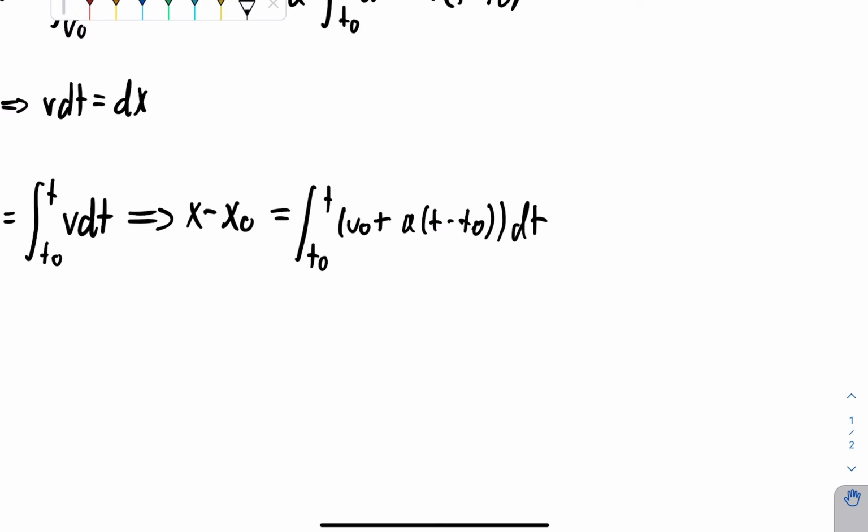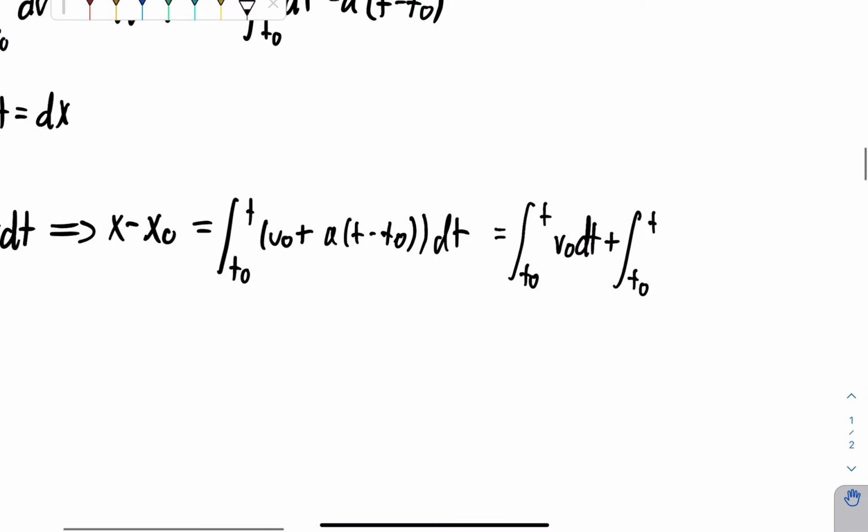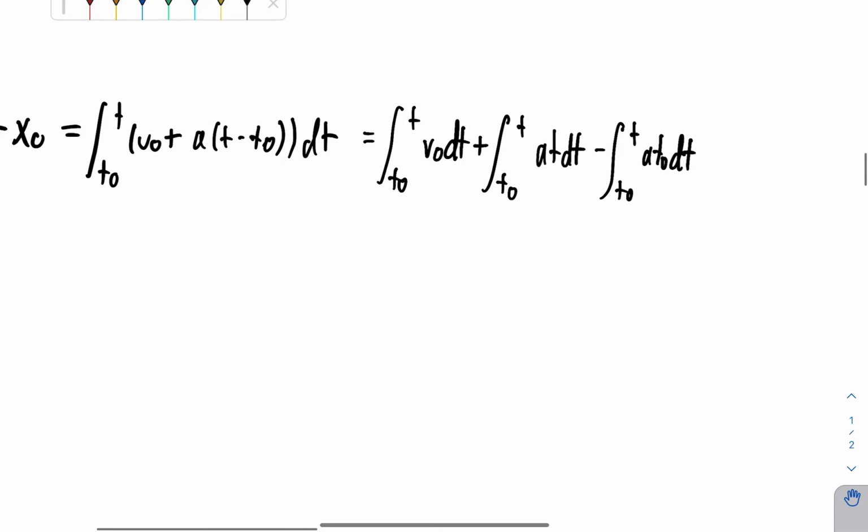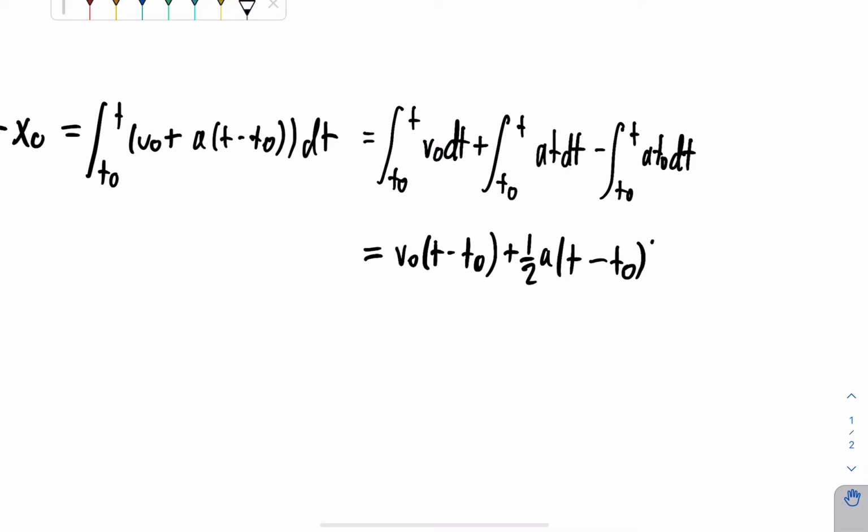And again, we can simplify. We can utilize the linearity again to sum. So we get the integral between t naught and t of v naught dt, plus the integral between t naught and t of a t dt, and finally minus the integral between t naught and t of a t naught dt. Okay, and this whole thing is equal to v naught times t minus t naught plus 1/2 of a times t minus t naught raised to the second power.